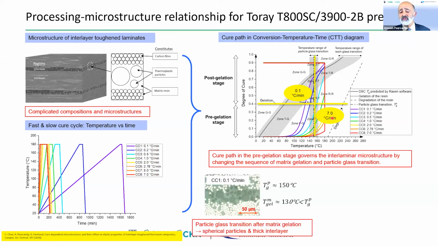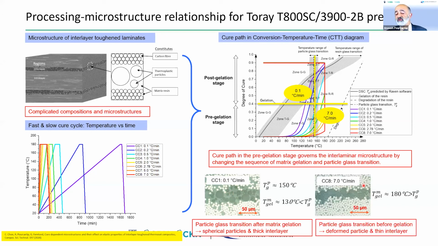As a result, when we put these two pieces of information together, we can explain the microstructure we observe, which is that when we run the 0.1 C per minute, we have an interlayer that is thick and particles that remain spherical. Whereas when we run at 7 C per minute, the interlayer has thinned out, the resin has flowed out, and the particles have deformed because the temperature was high enough.